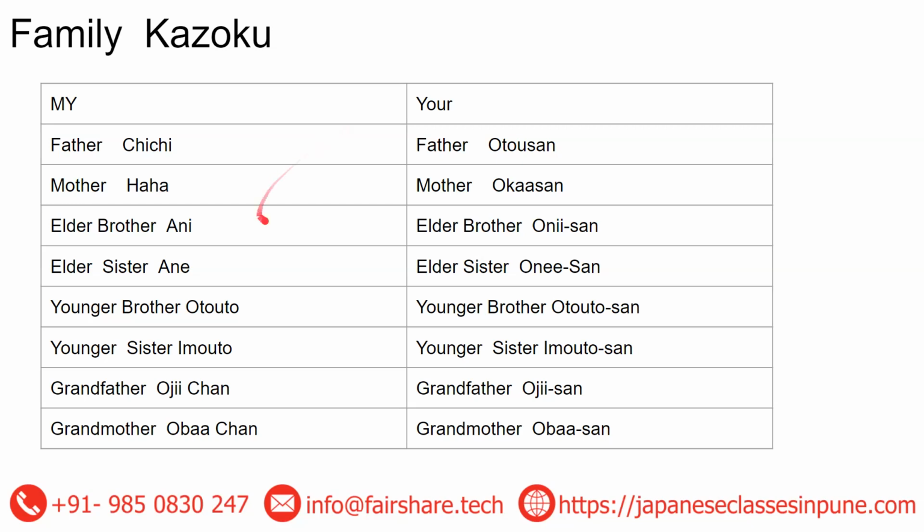Why is that? Because in Japanese, whenever you see a U sound after an O sound, that indicates that you have to stretch the word. You have to stretch the pronunciation of the O sound. Okay, so again quickly, my father is Chichi, someone else's father is Oto-san.